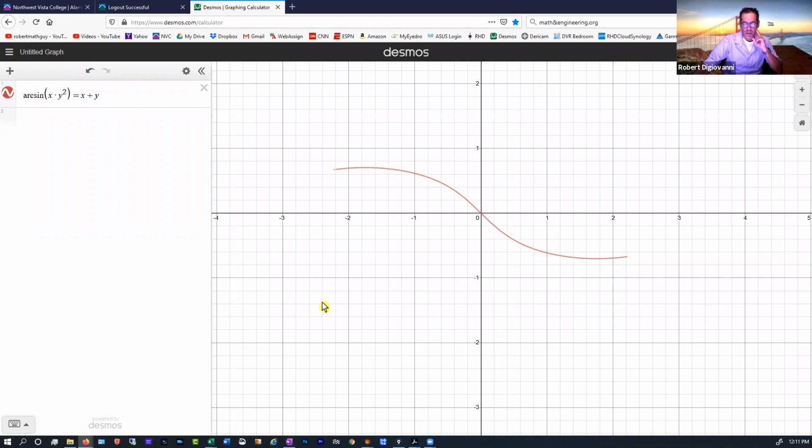What we want to do is look at the point 0, 0, which is the origin, and I want to know the equation of the tangent line through that point. So we should be able to come up with an equation of the line that goes through that point and is tangent to the curve. You ready to do it?